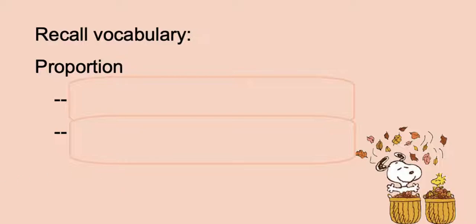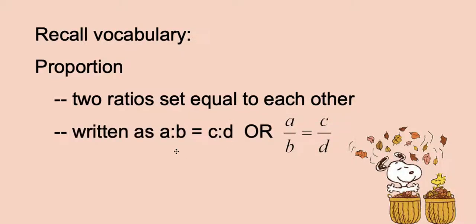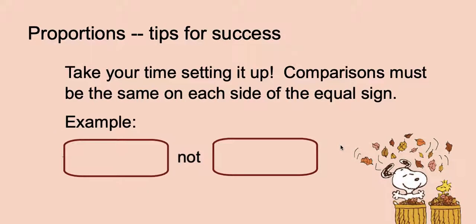All right, a little bit more vocab for us. Remember what a proportion is. A proportion is just simply two, and I'm going to add to that, two or more ratios that are set equal to each other. It could be more than two, but we're going to stick with two. And again, they can be written in various ways. So A per B equals C per D, or in fraction form right here, A per B equals C per D. It's easier when we look at some examples of that.